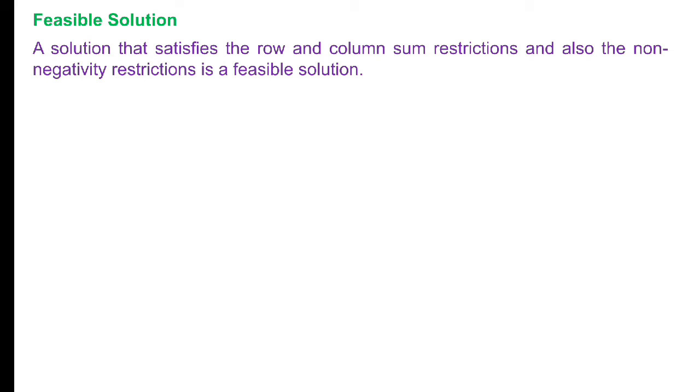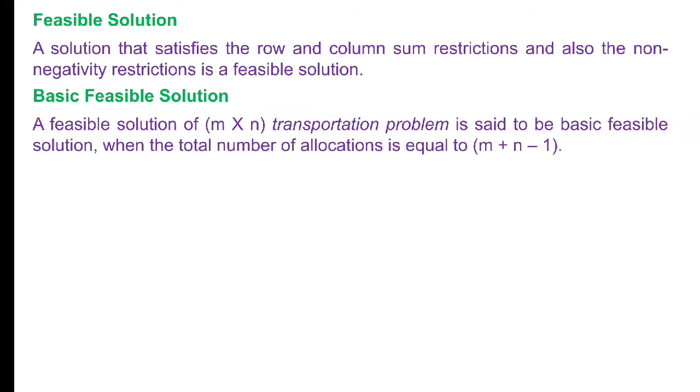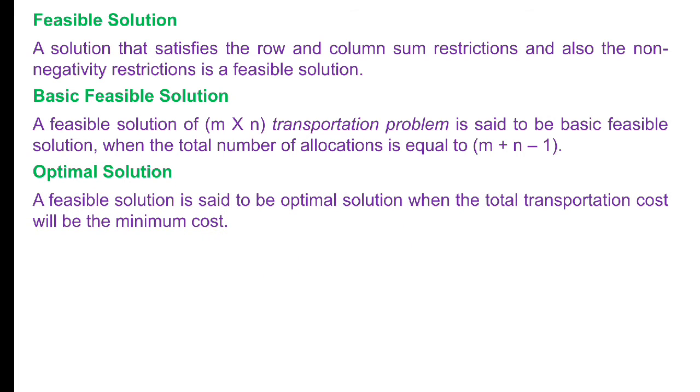Basic feasible solution. A feasible solution of an m cross n transportation problem is said to be a basic feasible solution when the number of allocations equals m plus n minus 1 cells. While solving, we will understand this. Optimal solution. A solution is said to be optimal when the transportation cost is the minimum cost, as much as possible we can make it a minimum value.